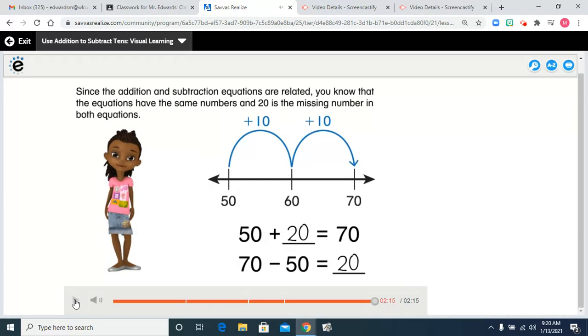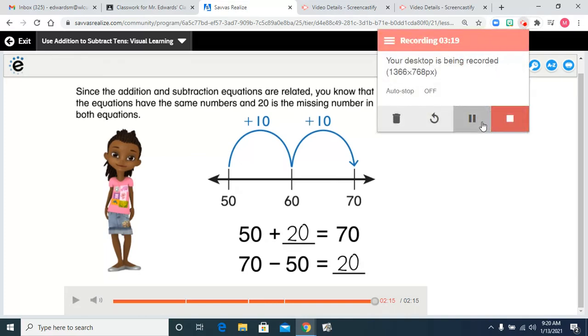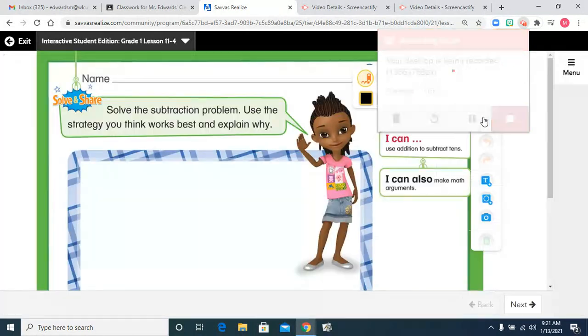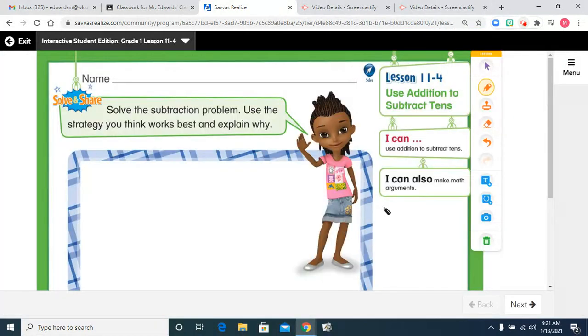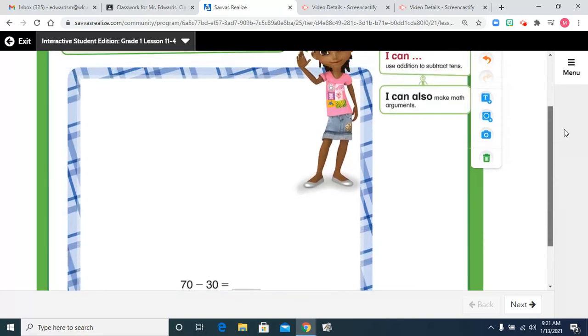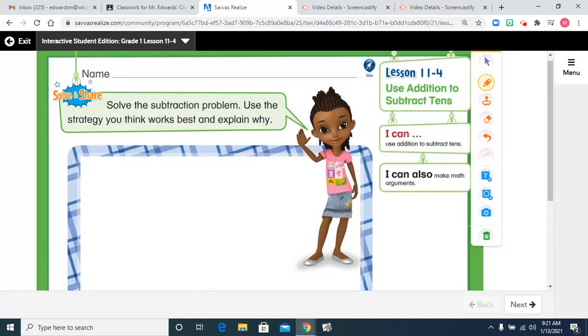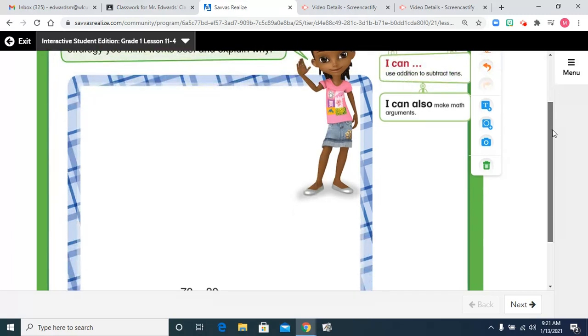Okay, so that's what we're doing today. You need to get into your math workbook, volume 2, and turn to page 629. If you're on page 629, it should look like this. Let's read the directions and figure out what we have to do. It says, solve the subtraction problem, use the strategy you think works best, and explain why.